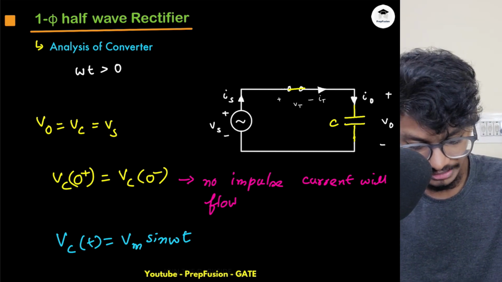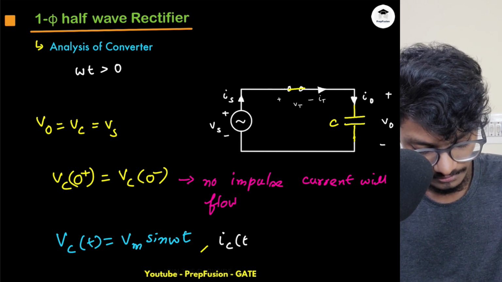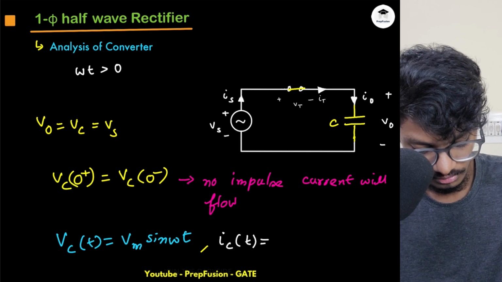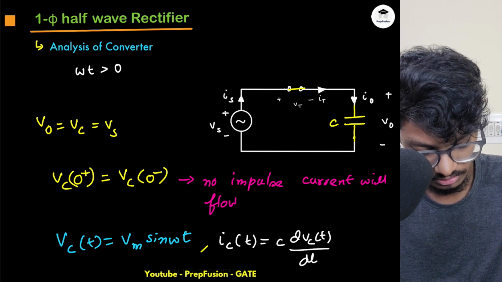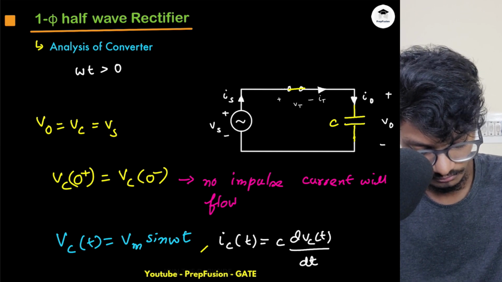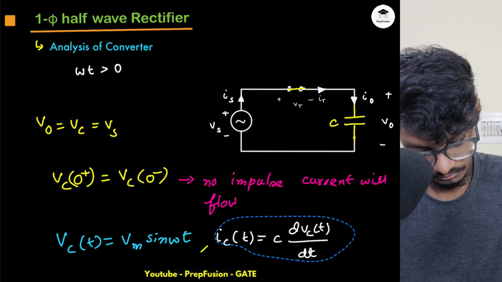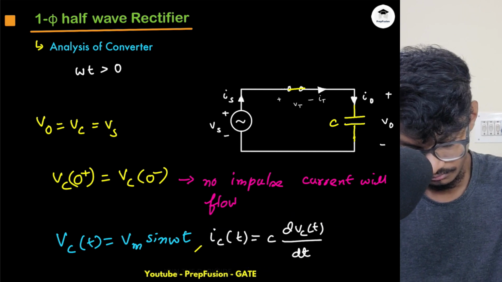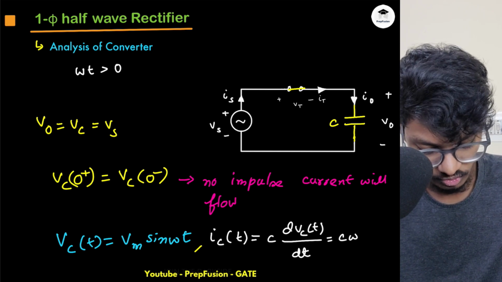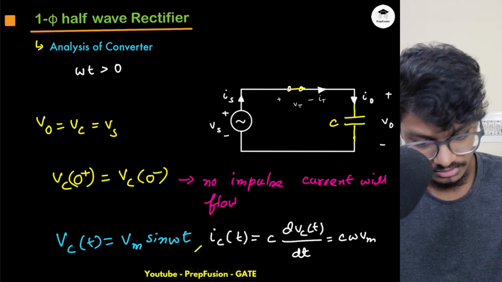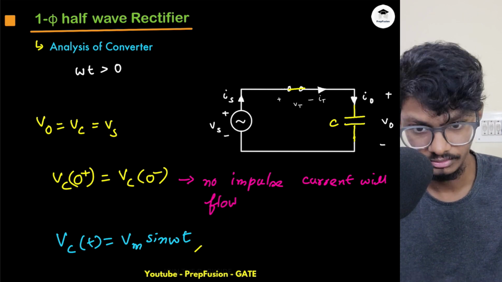So can you tell me what will be my Ic? Ic will be simply the differentiation of this, right? So Ic of t will be C dVc by dt. So here what I can say is this is C omega, because omega is a constant, omega Vm cos omega t. I don't have space, so I will write this in the next slide.